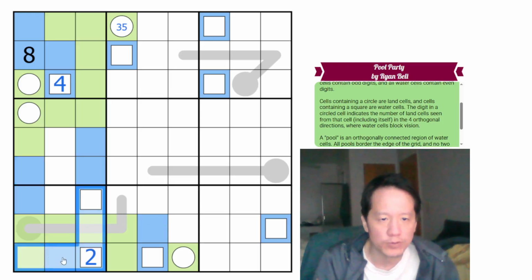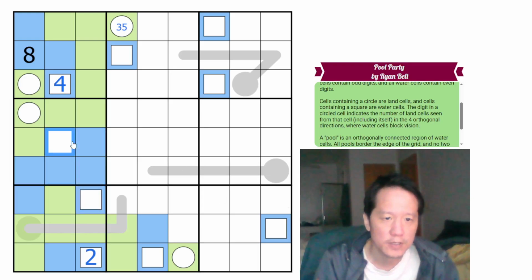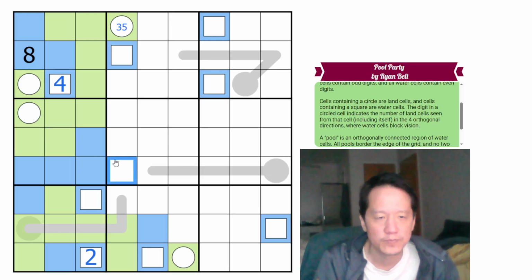We have 4 blue cells in this box now, which means we can't have another blue cell there. So this must be green. This has to be connected because we know every pool has to have exactly one square with it. So this is blue. Then we have 4 blues in this box, which eliminates blue from the rest of the box. So this is green.